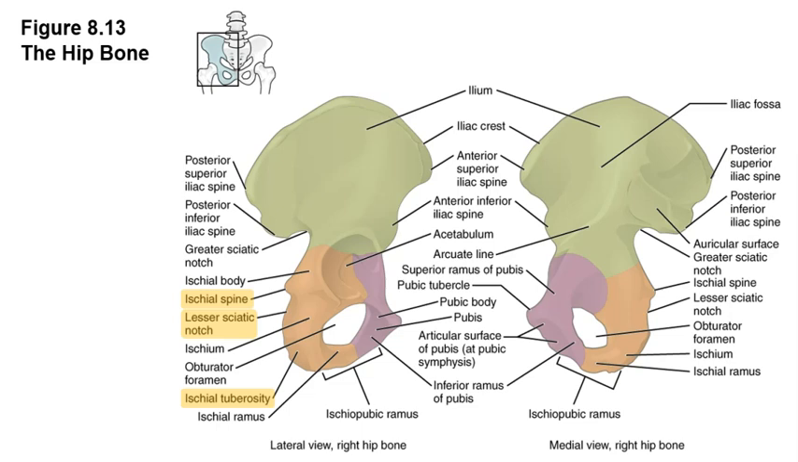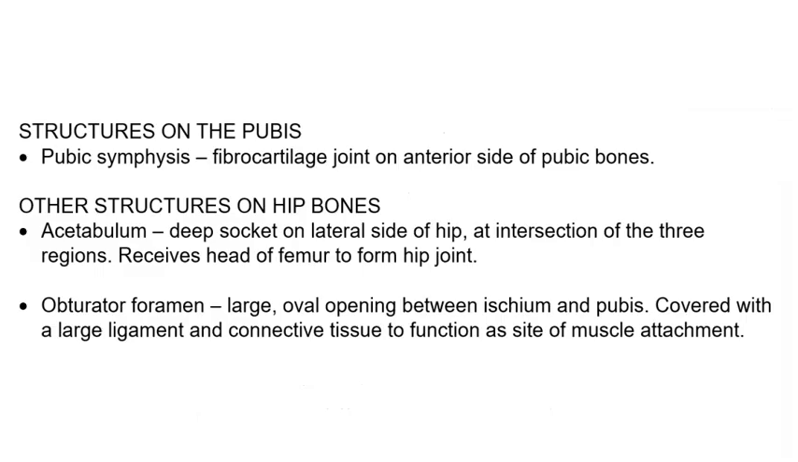The ischial spine, the lesser sciatic notch, and the ischial tuberosity are all located on the posterior side of the ischium. The pubis has one structure of interest in our study. It is the pubic symphysis, which is a fibrocartilage joint located on the anterior side of the pubic bones. It is located specifically between the two pubic bones of the left and right hip. And functionally, it joins the anterior side of the hip bones together, as the posterior side is joined and supported by the sacrum.